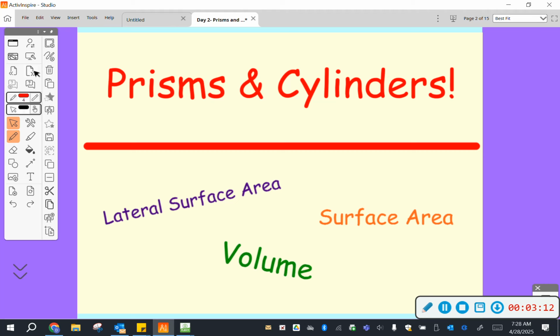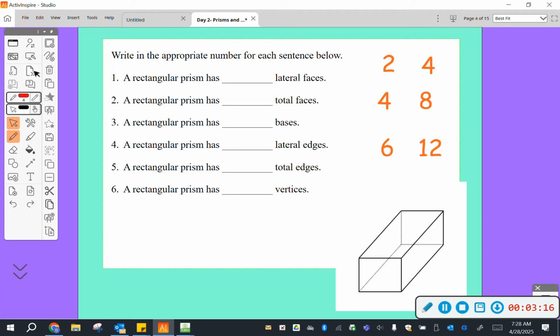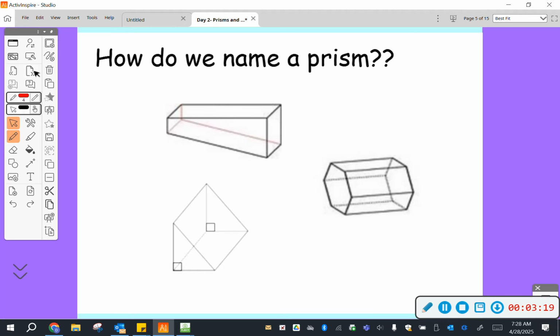Today we're going to talk all about prisms and cylinders. We talked about this on Friday, but a prism always has how many bases? 2 bases. And your bases are what? The top and bottom. But it's not always going to be on the top and bottom. So how do you know which ones are our bases? They're never going to touch, and they're always going to be parallel. Parallel means never touch, and they'll always be congruent. They'll always be the same shape.